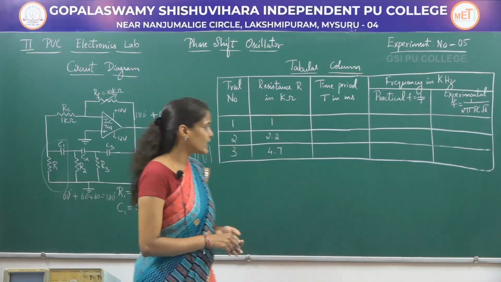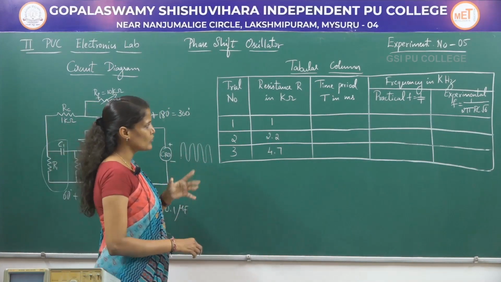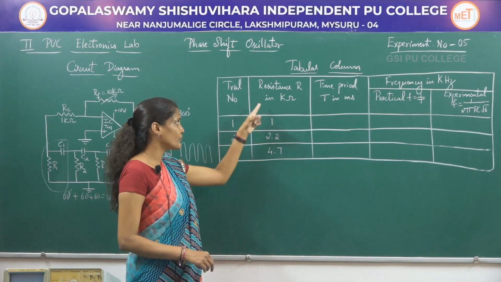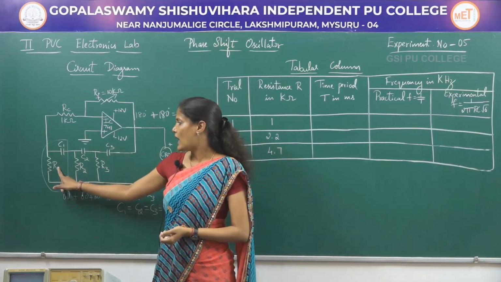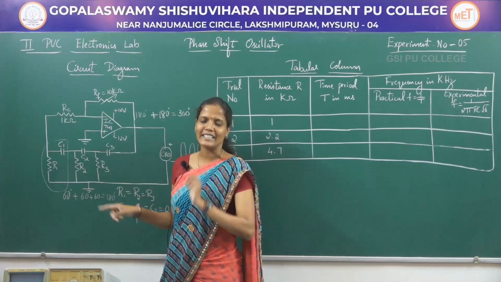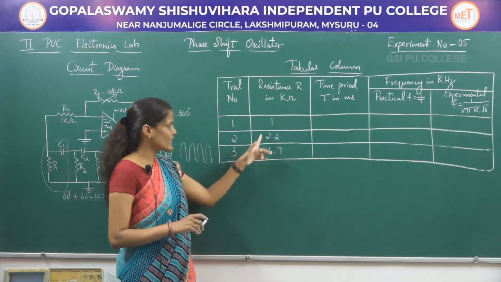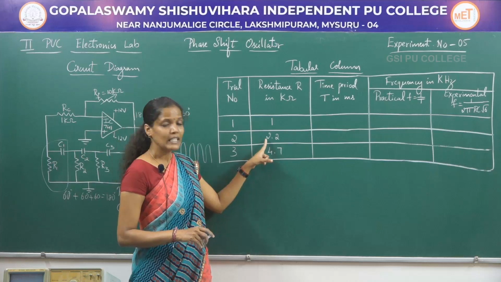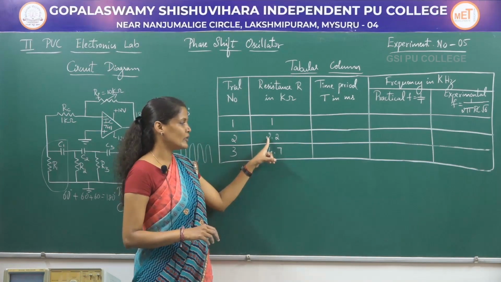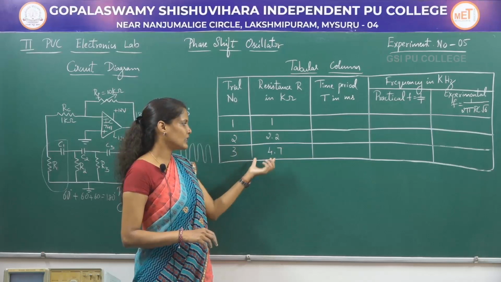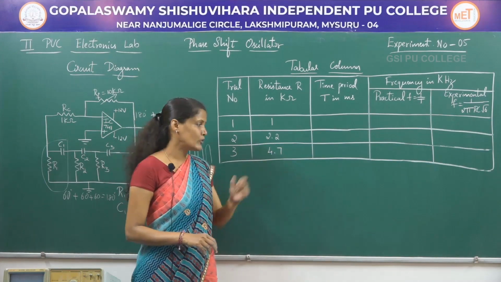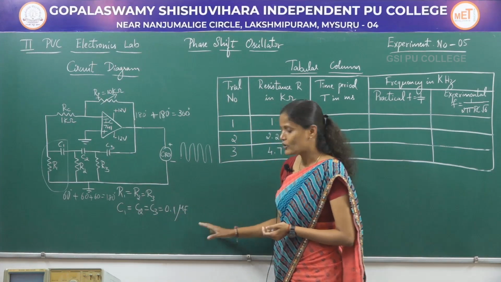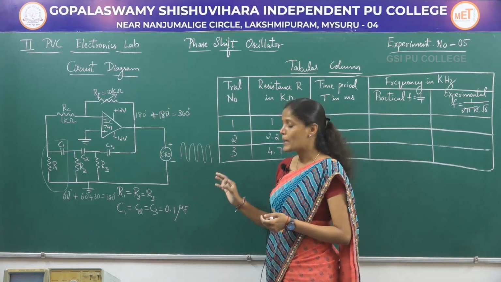Coming to the truth table of this experiment, here I will be using three different trials, each having a different resistance value. Here R1, R2 and R3, all the resistance values will be the same. For the very first trial, R1, R2, R3 values are equal to 1 kilo ohm. For the second trial, all these three resistors will have a value of 2.2 kilo ohms, and for the third trial, the resistance value will be equal to 4.7 kilo ohms. Coming to the capacitance values, those values will be equal to 0.1 microfarad.